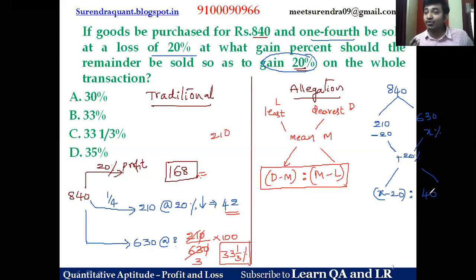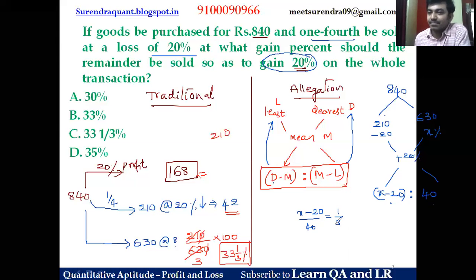20 minus minus 20, that is 40. Now this ratio must be equal to their quantities ratio. Here what I mean to say is that d minus m corresponds to the least values and m minus l corresponds to the dearest values. Now x minus 20 by 40 is equal to this quantity ratio 210 by 630, that is 1 by 3.